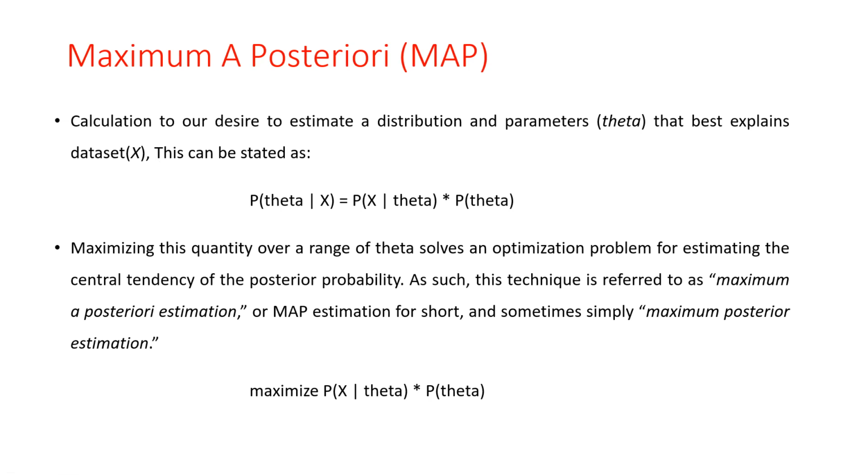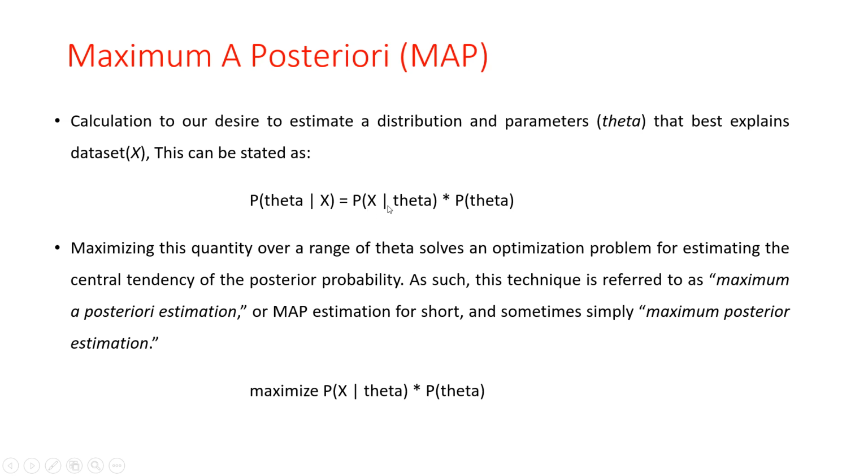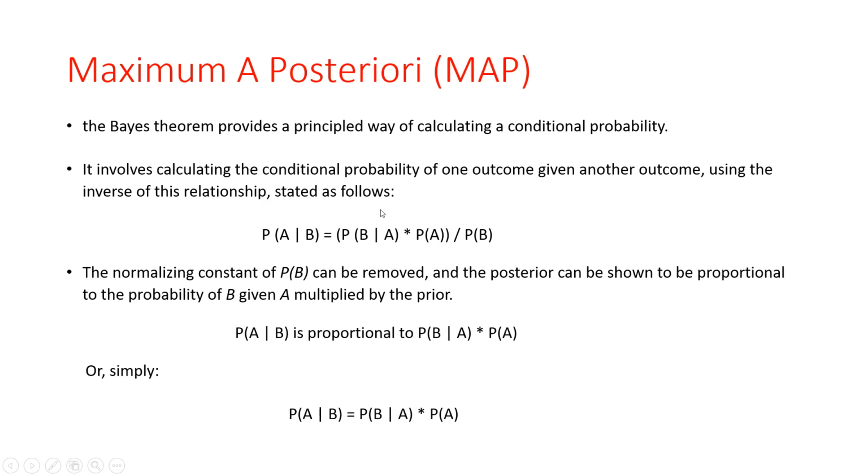Okay, if we have the dataset X and the parameter is theta, how can we write it? Instead of A and B, the probability of theta given X is proportional to the probability of X given theta times the probability of theta, like this.